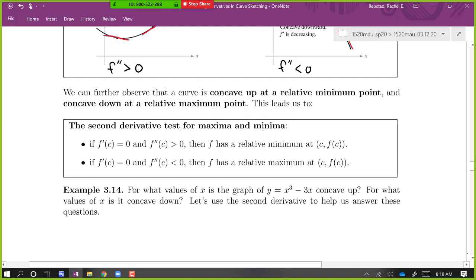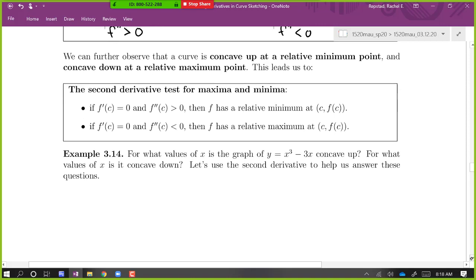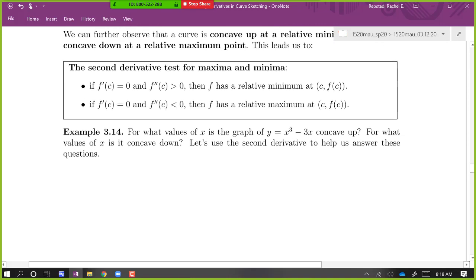Let's examine concavity for this function, x cubed minus 3x. We want to figure out where it's concave up and where it's concave down. So if I see a problem and they're asking me about concavity, I know I have to find the second derivative. So our function is x cubed minus 3x. y prime is 3x squared minus 3. And so y double prime is 6x.